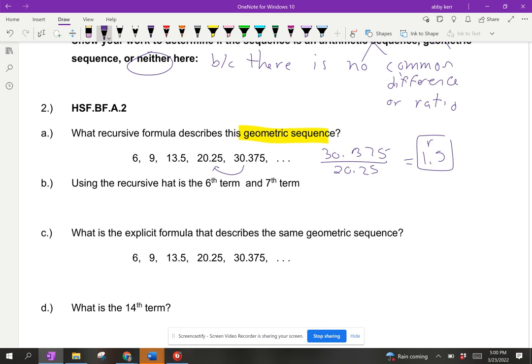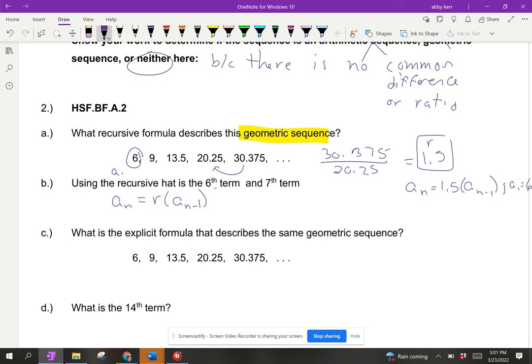So using the recursive formula, this is our A sub 1. So our A sub n equals our R times our previous term. What that is, 1.5 parenthesis our previous term. And then our A sub 1 is 6. So you have to tell the reader where it's starting.